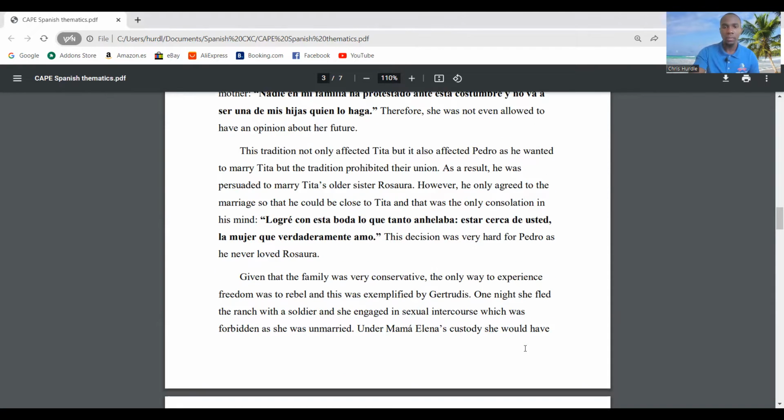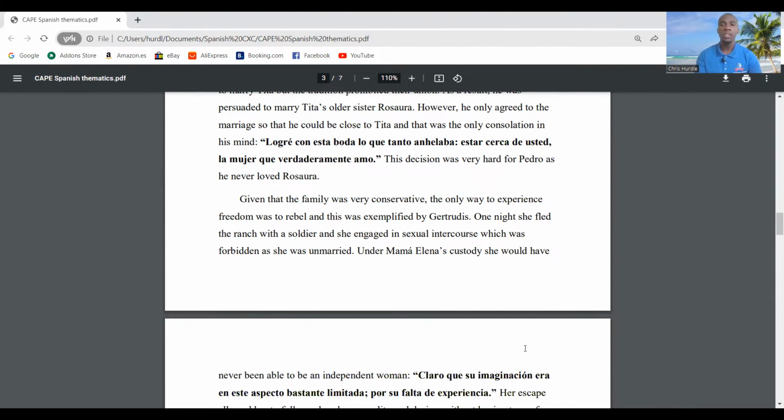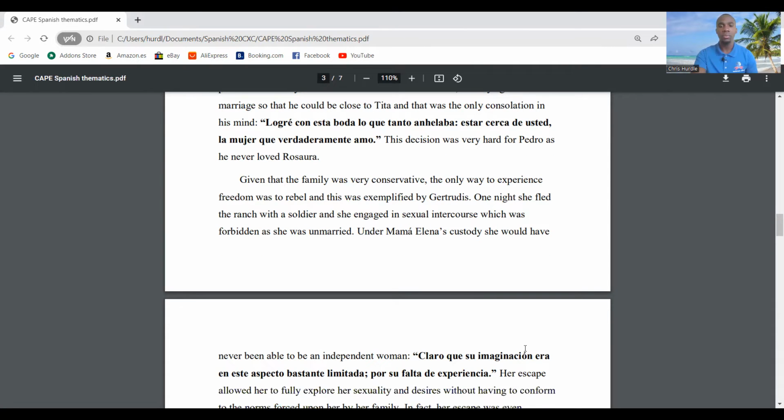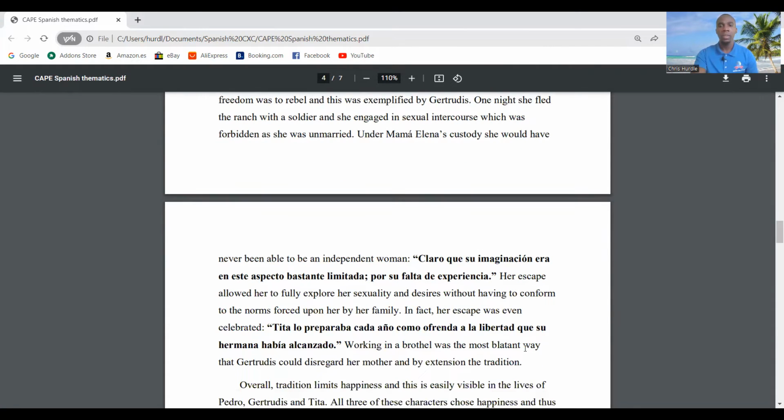All right, continuing. Given that the family was very conservative, the only way to experience freedom was to rebel, and this was exemplified by Gertrudis. One night, she fled the ranch with a soldier and she engaged in sexual intercourse, which was forbidden as she was unmarried. Under Mama Elena's custody, she would have never been able to be an independent woman. Claro que su imaginación era en este aspecto bastante limitada por su falta de experiencia.